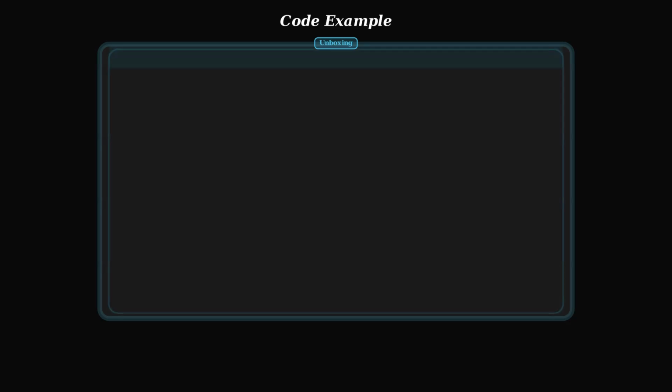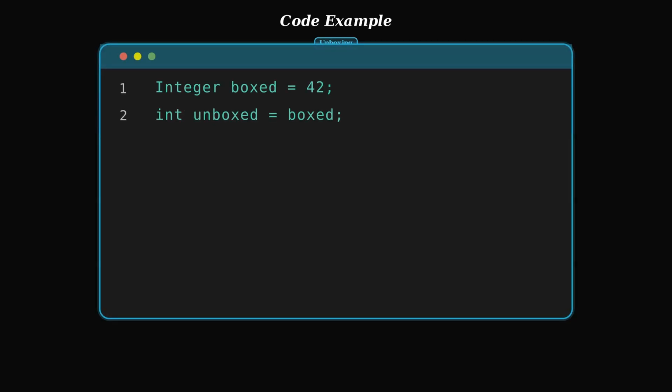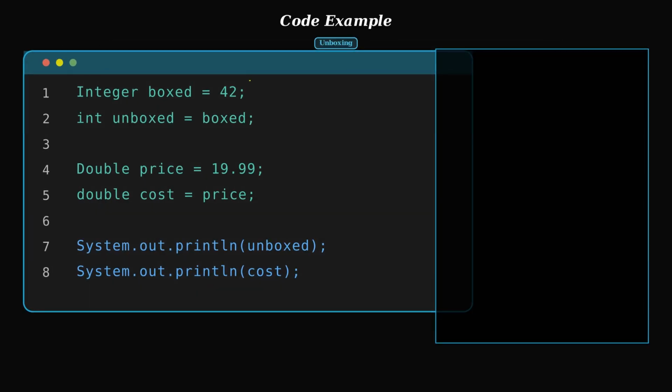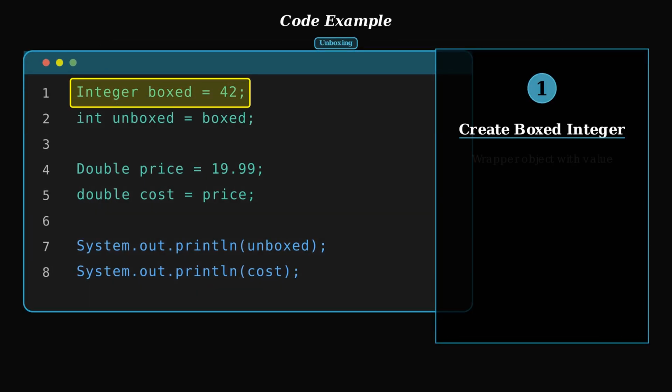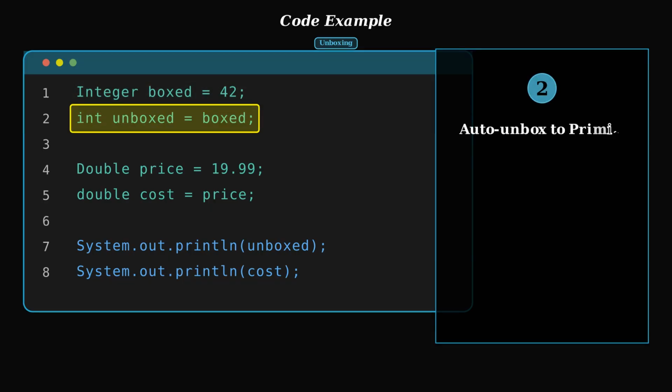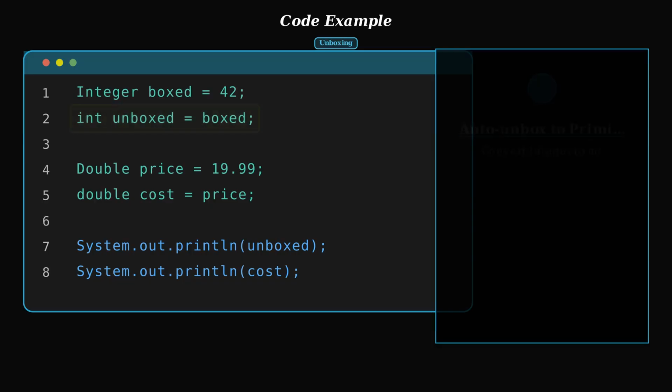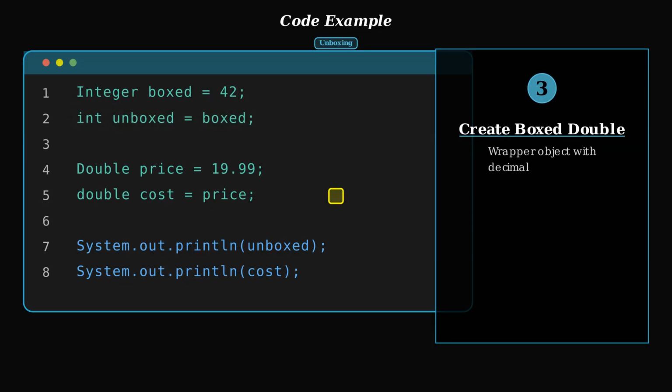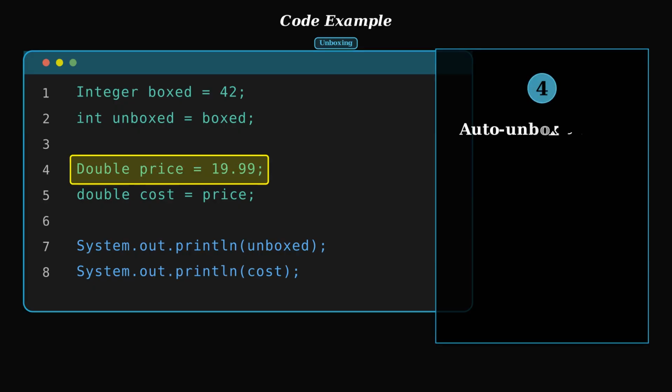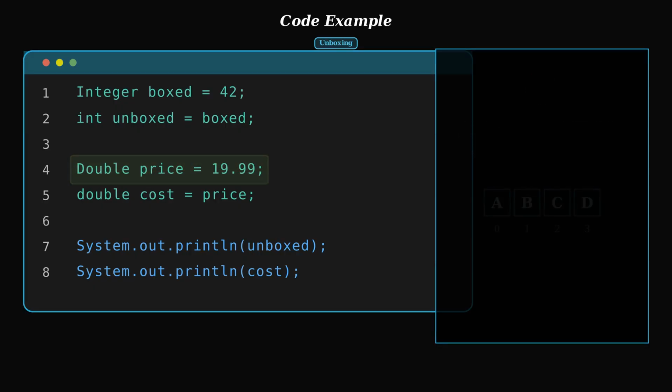Let's see how to implement unboxing in code. Here is the implementation. Create boxed Integer. Wrapper object with value. Auto unbox to primitive. Convert Integer to int. Create boxed Double. Wrapper object with decimal. Auto unbox Double. Convert Double to double. Now let's see the output of this code.